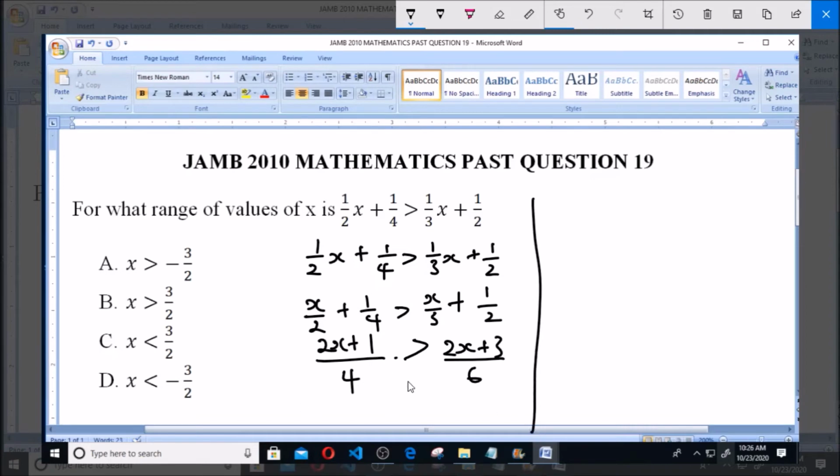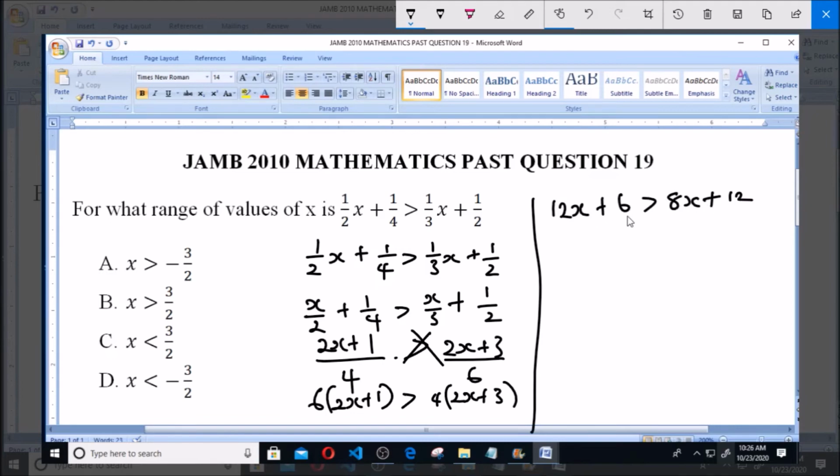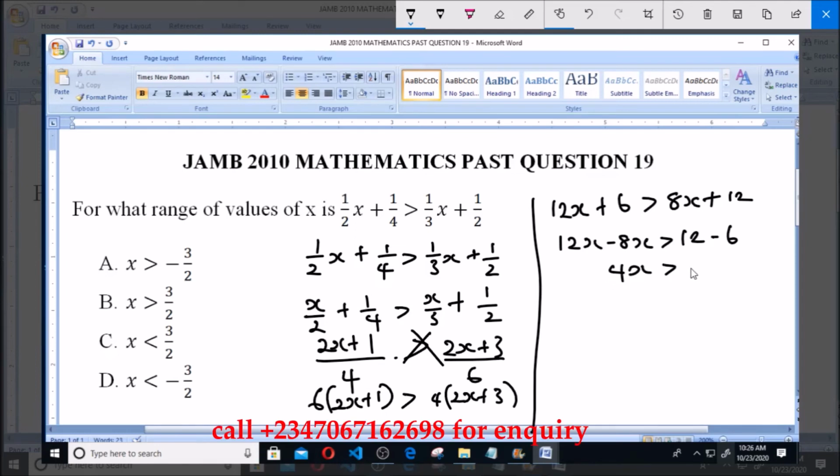So now from here we can cross multiply. By cross multiplying we have that 6 into 2x plus 1 greater than 4 into 2x plus 3. Now this will give us, opening the bracket, 12x plus 6 is greater than 8x plus 12. Collecting like terms, we have 12x minus 8x is greater than 12 minus 6. So we have 4x greater than 6.